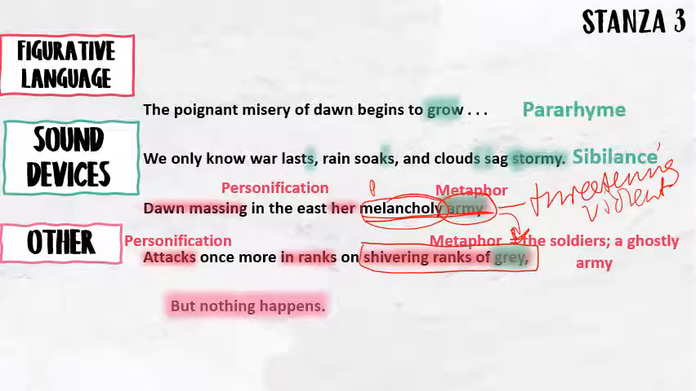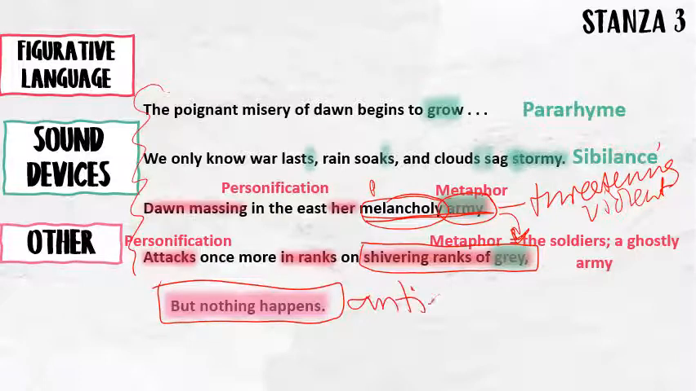And then you can see the repetition of the phrase nothing happens. So you have the build-up of this scene of Dawn collecting her army, and then you have the anticlimax of nothing happens.